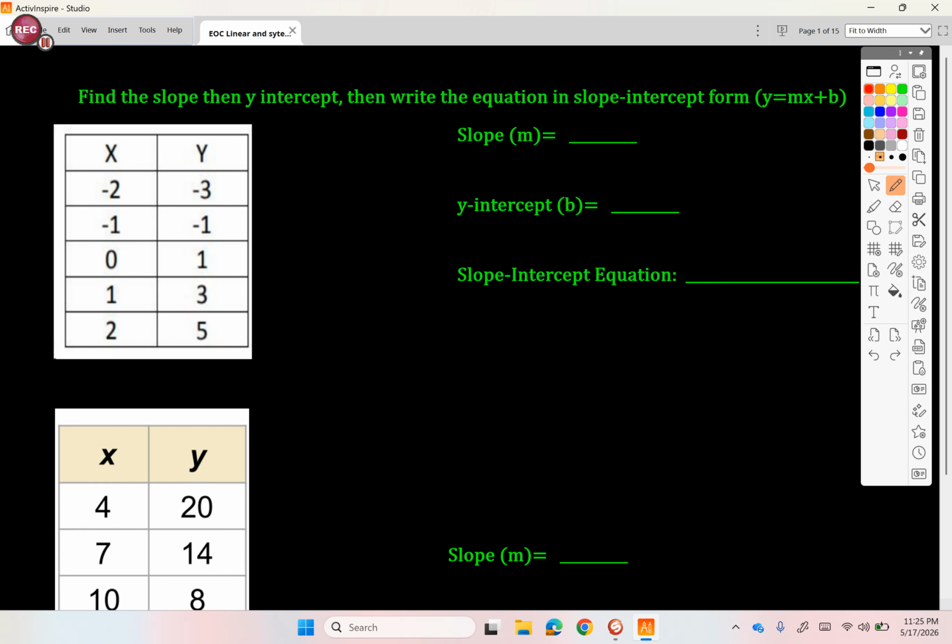So first of all, some questions might ask you to find just a slope, or just a y-intercept. Some may ask you to write the equation, right? Depending on what they give you is what you do. On a table, to find the slope, you can use your slope formula, y2 minus y1 over x2 minus x1.